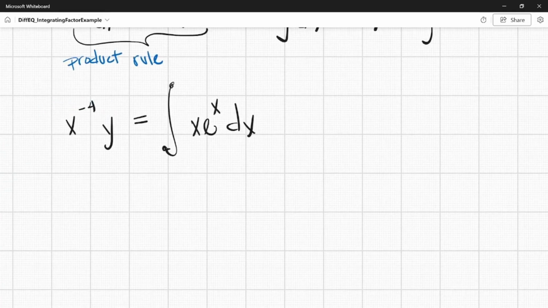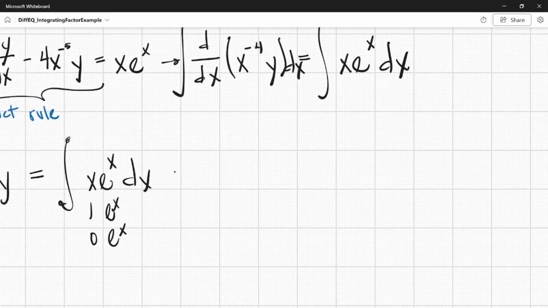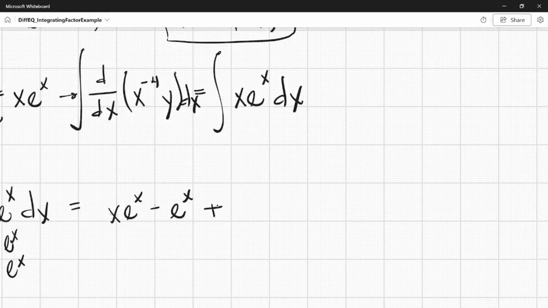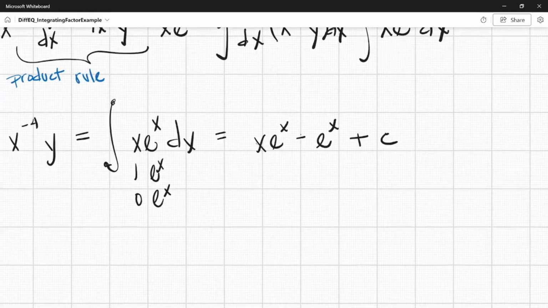We can do the tabular method by taking the derivatives of the algebraic function and then taking the integrals of the exponential function successively. So I'll make a row for the x derivatives, and then I'll make a row for the e to the x integrals. And then we just do the diagonal multiplication with alternating signs, and we end up with this, and then plus some constant of integration. Since we're doing an indefinite integral, there's no bounds given.